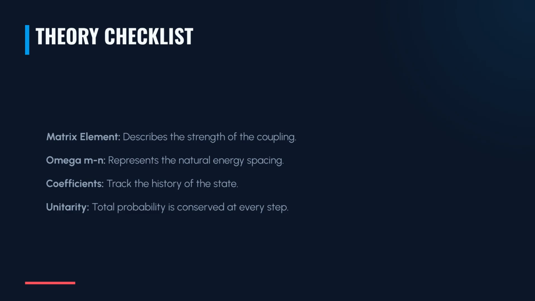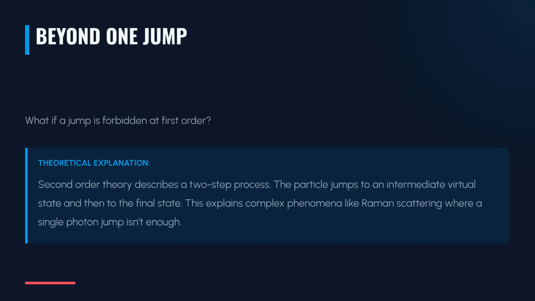Our theory checklist emphasizes the importance of the matrix element, the natural frequency omega mn, the coefficients tracking state history, and the principle of unitarity, where total probability is conserved. Beyond one jump, what if a transition is forbidden at first order? Second-order theory describes a two-step jump through an intermediate virtual state, explaining complex processes like Raman scattering.